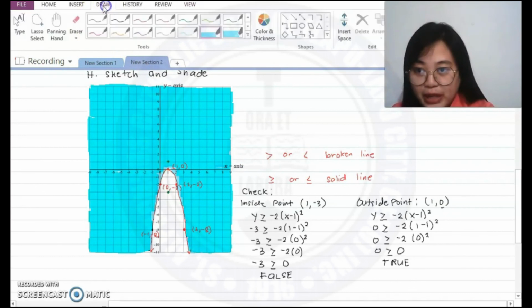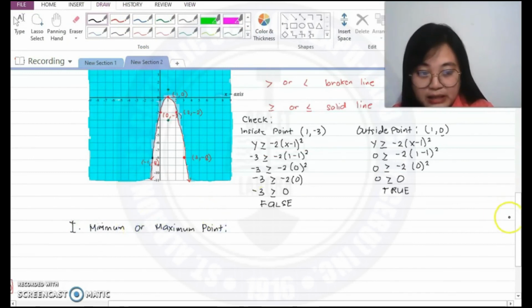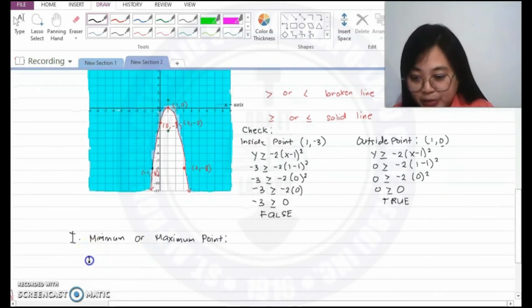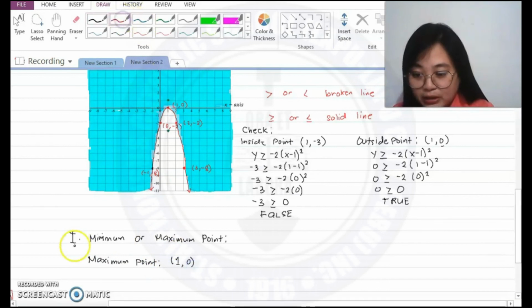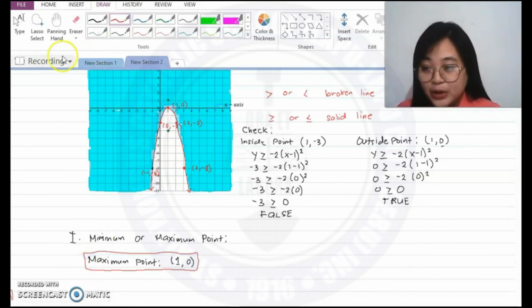Lastly, we're going to have the minimum or the maximum point. Since our parabola opens downward, we only have the maximum point. And our maximum point is 1, 0. Then I want you to box your answer. Okay, and that would be the end for example number 2.